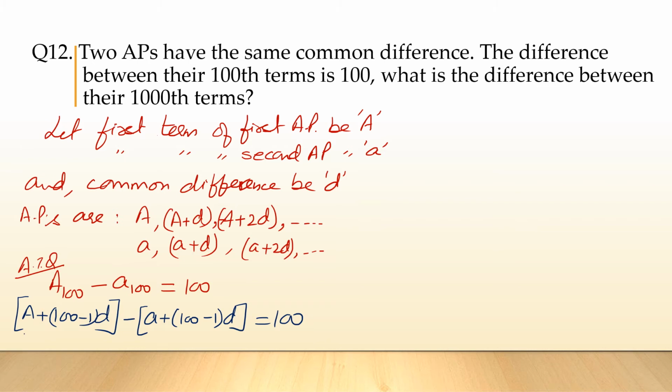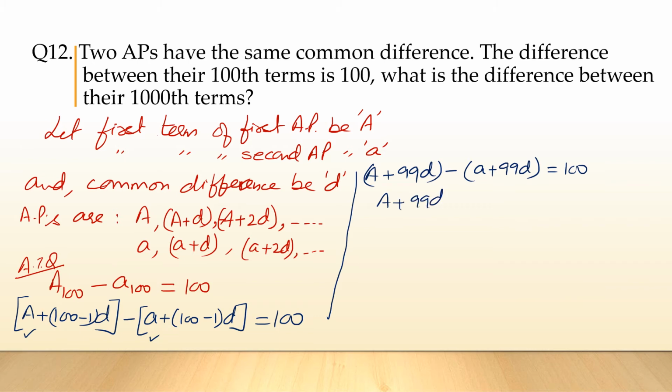First AP की first term capital A थी, second AP की first term small a था, and common difference is d, right? So let's simplify this further. So we have A plus 99d minus (a plus 99d) equal to 100. A plus 99d, there is a negative sign, so अंदर दोनों के साइन चेंज हो गए. So अगर आप देखो plus 99d and minus 99d cancelled out, so we have A minus a equal to 100.